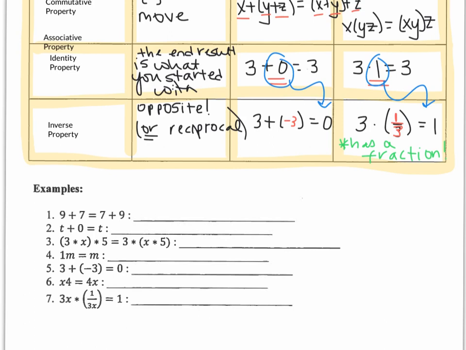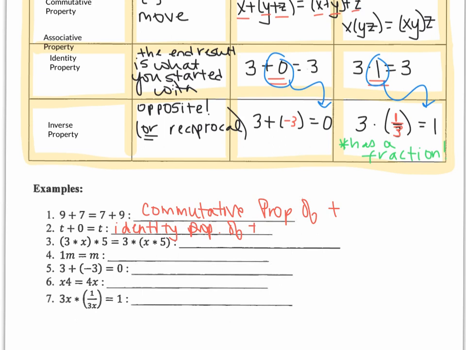So if I look at example 1, 9 plus 7 equals 7 plus 9. That is the commutative property. And you can just write prop for property, and then it's of addition, because there's plus signs. t plus 0 equals t. So I start and end with t. That's the identity property. And that's the identity property of addition. And again, you could call that the additive identity if you wanted to.